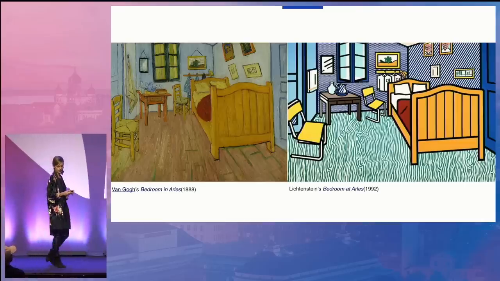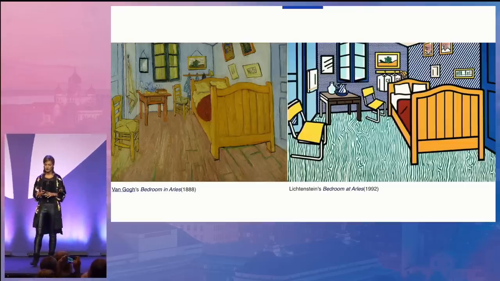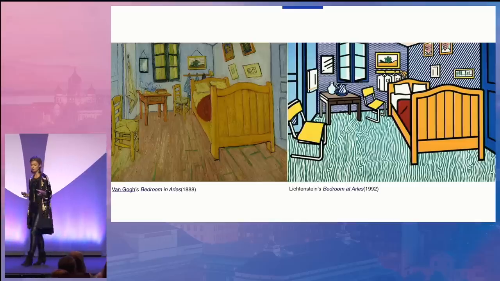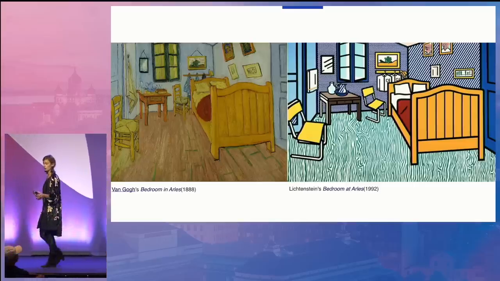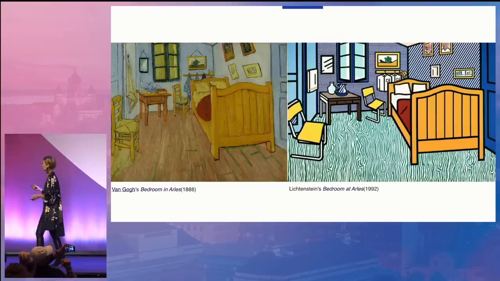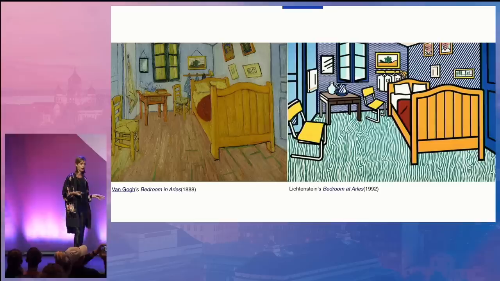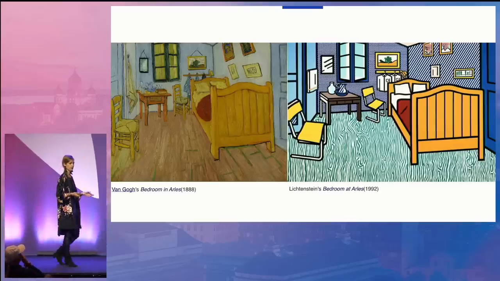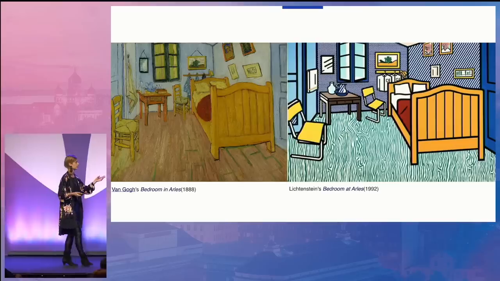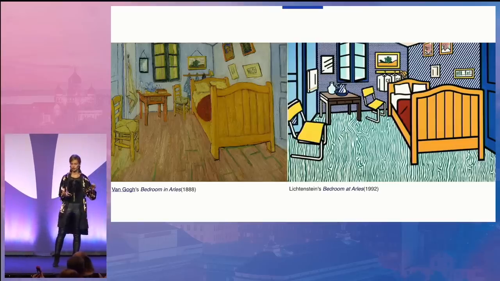Another great example is Lichtenstein reproducing Van Gogh's Bedroom in Arles. It's the same piece of art, representing the same thing, although it's so different, right? It's pop art. And Lichtenstein was the very father of pop art. He wasn't afraid of reproducing. He wasn't afraid of recreating because he knew that his vision of the same thing was completely different.